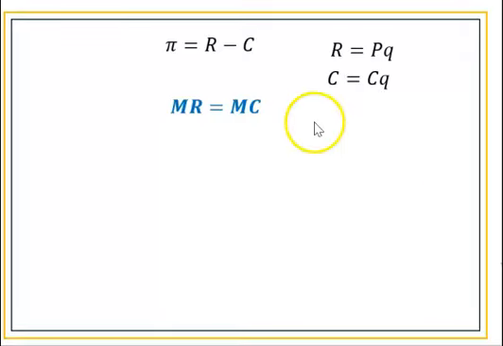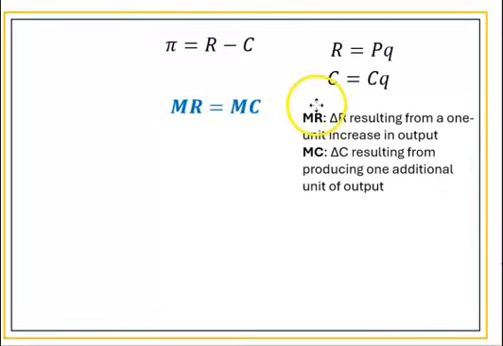Marginal revenue is the change in revenue resulting from a 1 unit increase in output, and marginal cost is the change in cost resulting from producing 1 additional unit of output. This is an important definition to know and understand.